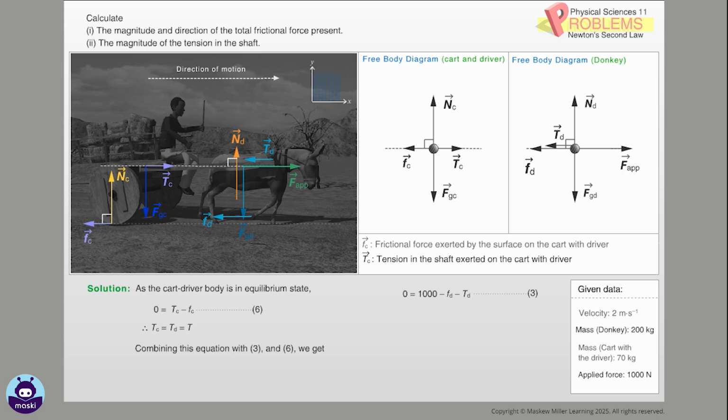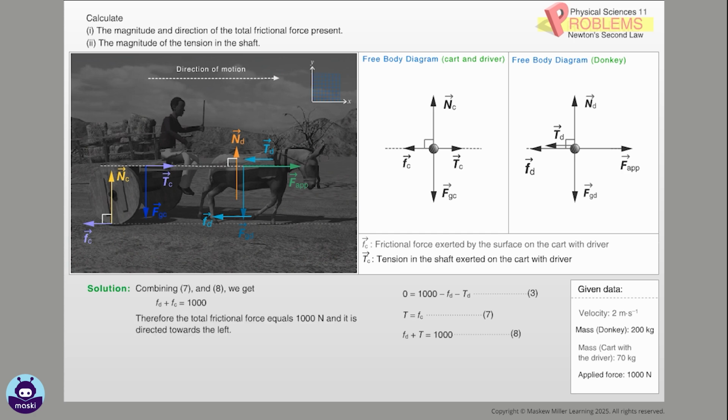Combining this equation with 3 and 6, we get T equals Fc. Fd plus T equals 1000. Combining 7 and 8, we get Fd plus Fc equals 1000. Therefore, the total frictional force equals 1000 newtons, and it is directed towards the left.